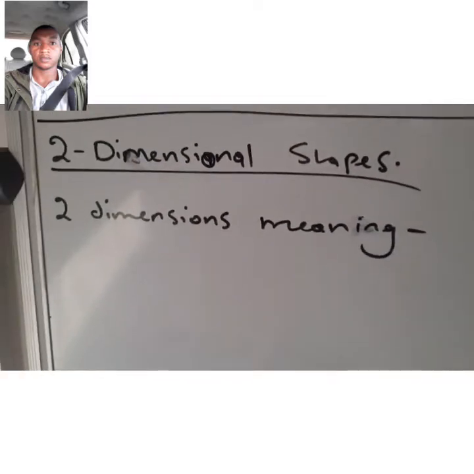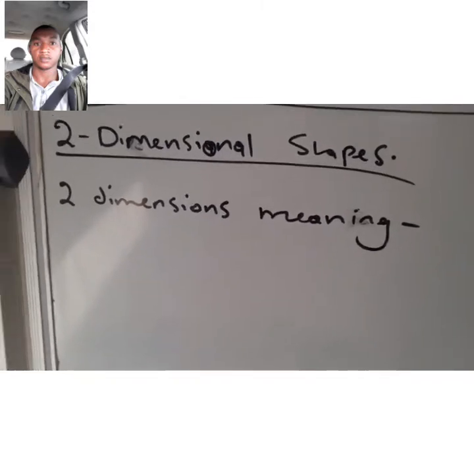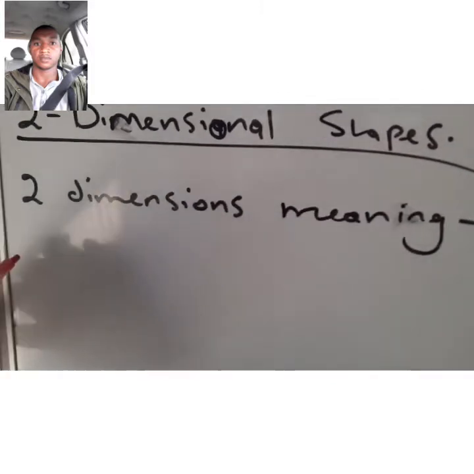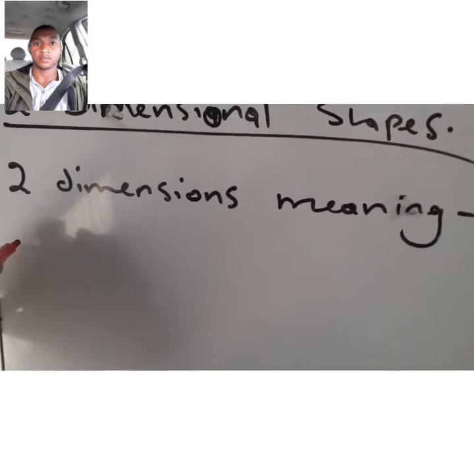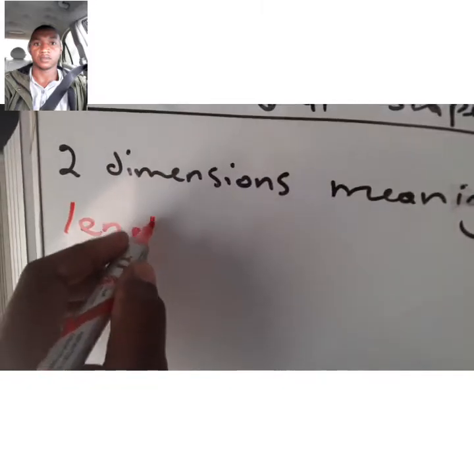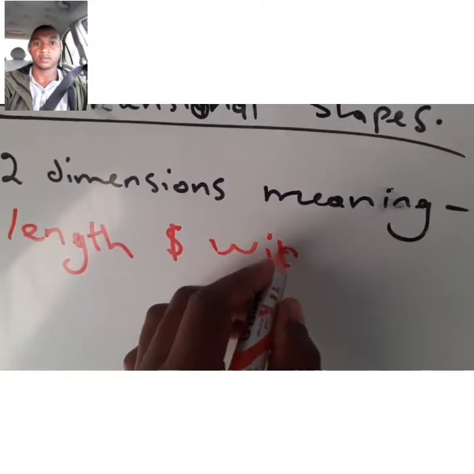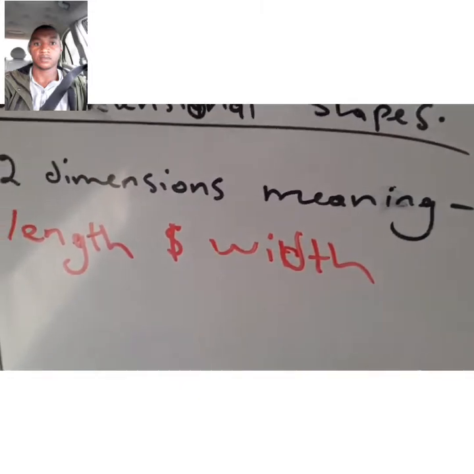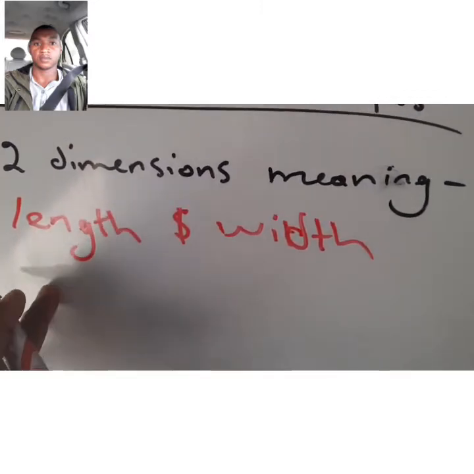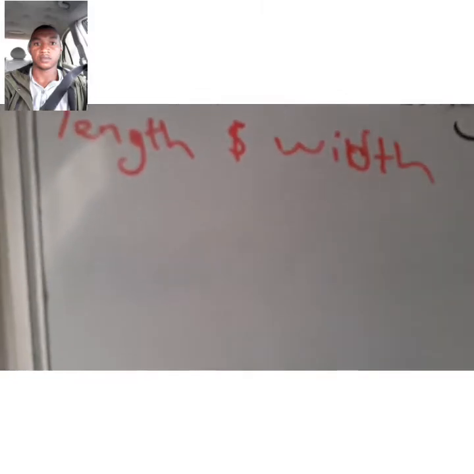Now let's look at two-dimensional shapes. They are referred to as two-dimensional shapes because you'll be dealing with two dimensions, which is the length and your width, you see. So this is where you'll be calculating either for perimeter or for the area. Okay, so those are your two-dimensional shapes.